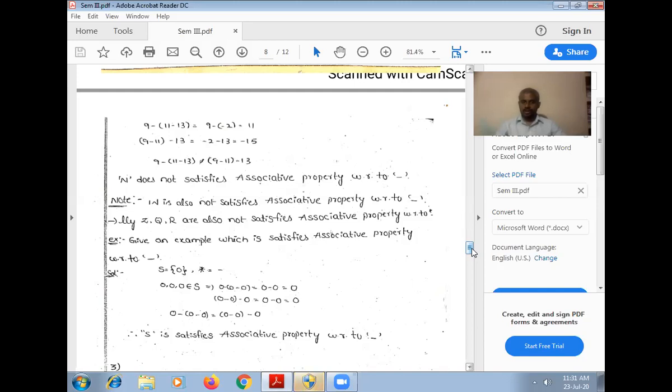This is the LHS value. And the right side value is (0 minus 0) minus 0, which equals 0 here also. So that's why I am telling you that the LHS and RHS values are both the same, because S has only the 0 value. So S satisfies the associative property with respect to minus.